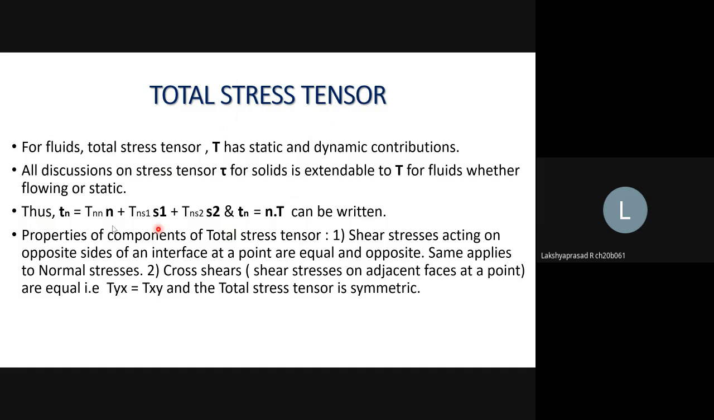This is something that we already know, and it's Cauchy's law. Simply, in place of tau which we had written previously, here we have replaced it with capital T, the total stress tensor components. Now the properties of these components are very important. Shear stresses acting on opposite sides of an interface at a point are equal and opposite, and the same applies to normal stresses. The second property is cross shears, for example tau yx and tau xy, which will be equal on adjacent faces at a point. These two properties also imply that the total stress tensor is symmetric. This is very important.